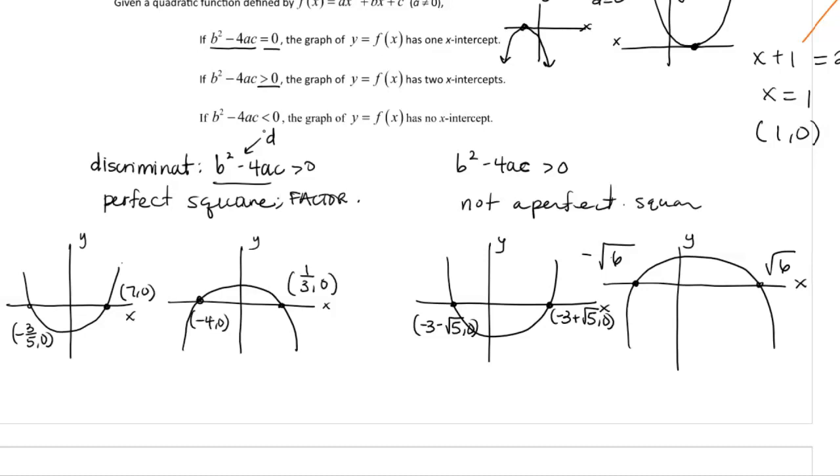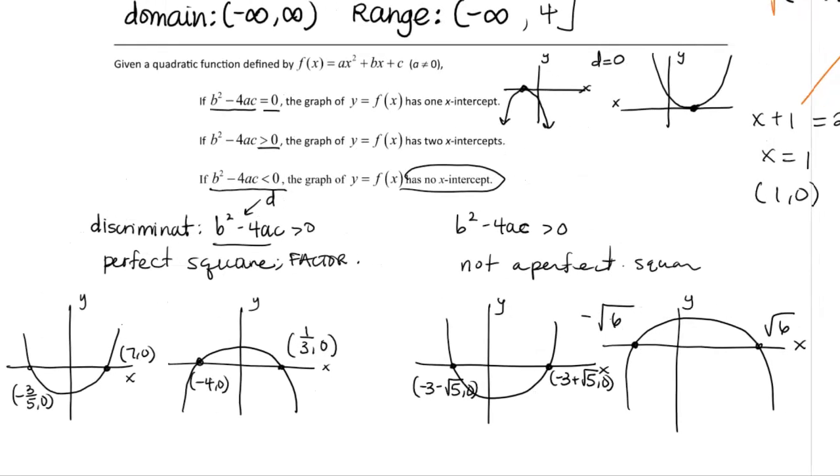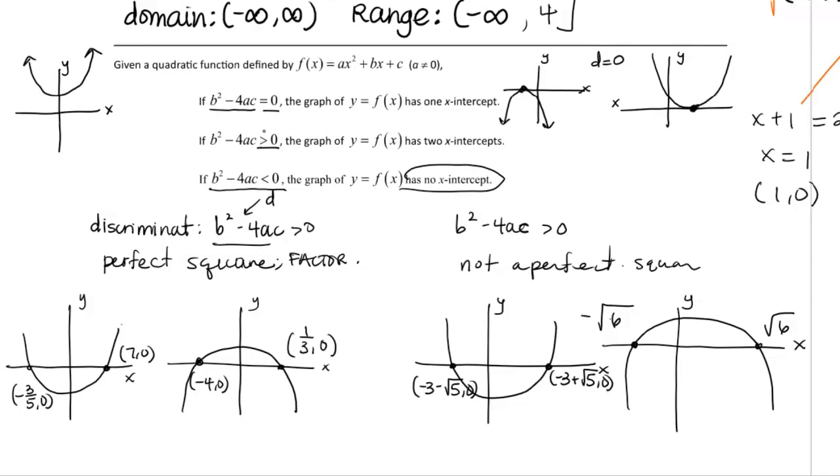The last scenario is if the discriminant is negative, then the graph would have no x-intercept. If the discriminant were negative and we had imaginary zeros, the graph would look like this and be either entirely above the x-axis, or the graph would look like this and be either entirely below the x-axis.